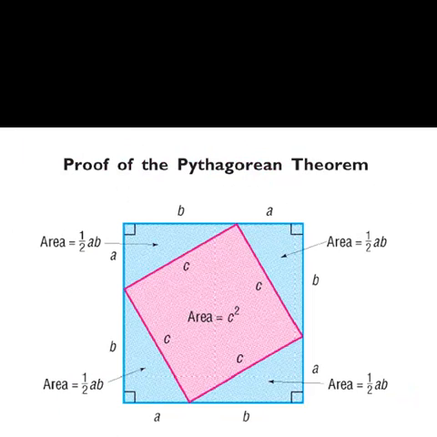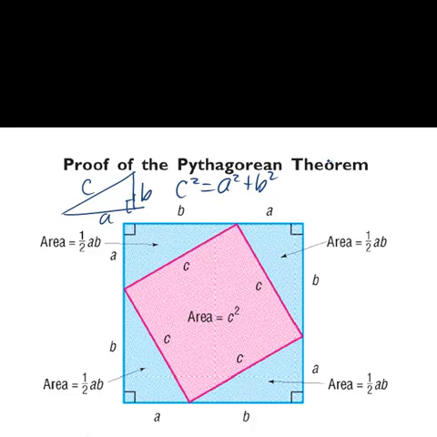Now, if you've ever wondered where the equation in the Pythagorean formula comes from, where if you have a right triangle with sides A, B, and C, where A and B are the two legs and C is the hypotenuse, and C squared is equal to A squared plus B squared, then here's one way of proving this equation holds.